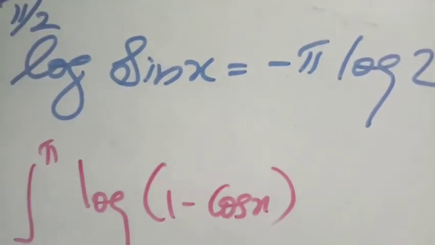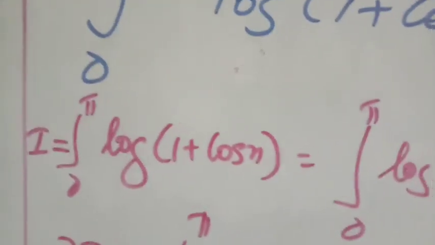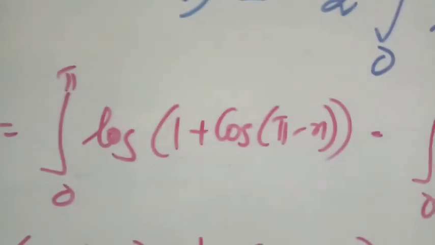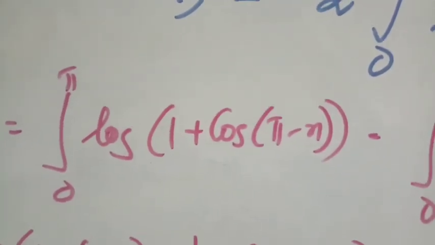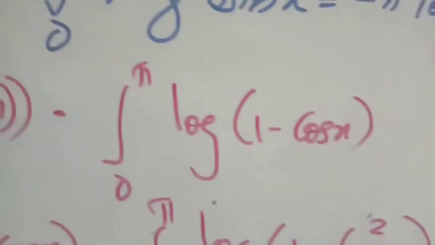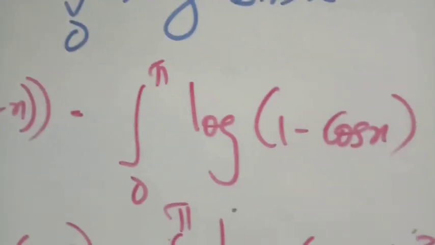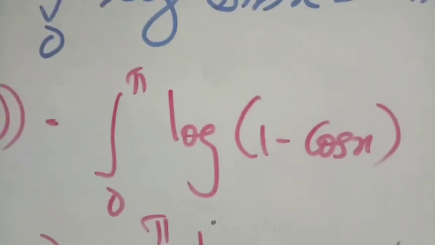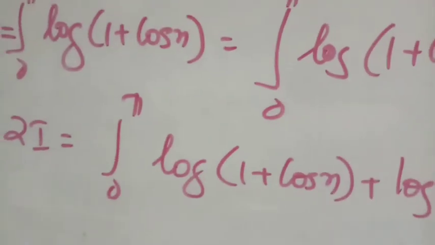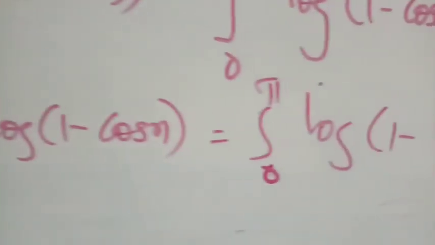Okay, let us take this integral 0 to pi log cos x as I. Again I is equal to integral 0 to pi log of 1 plus cos of pi minus x. X ne maati upper limit minus aaki. That is what? Log of 1 plus cos of pi minus x is minus cos x. So integral 0 to pi log of 1 minus cos x. Adding that to I, you will get integral 0 to pi log of 1 plus cos x plus log of 1 minus cos x.